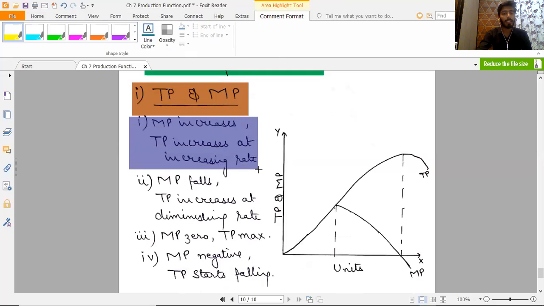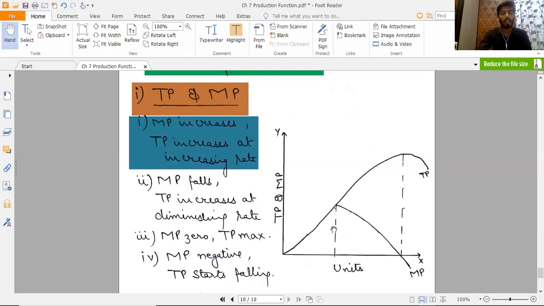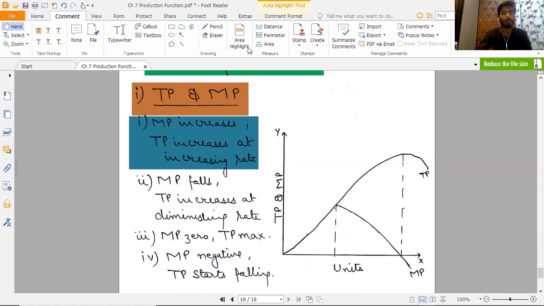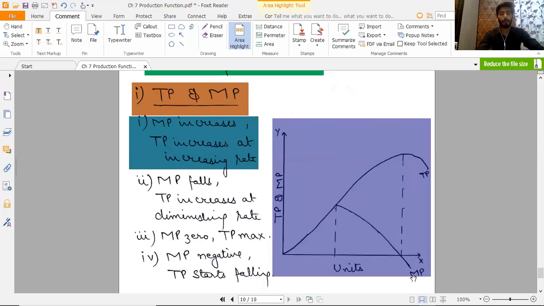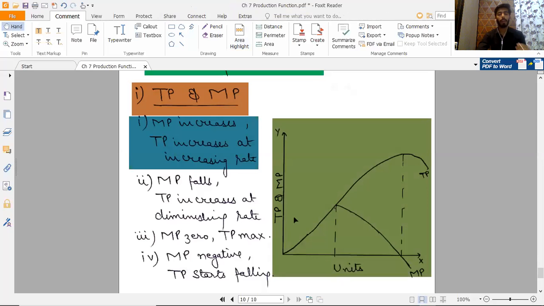Initially, when MP increases, TP increases at increasing rate, right? This curve is MP going down, and the other curve, the one which is going up, is the total product curve. This curve is TP and MP. On the x-axis, we have got units. On the y-axis, we have got TP and MP. So the curve that is going up is TP. The curve which goes up first and then comes down is MP. At this point, it becomes zero, and then ultimately goes negative.